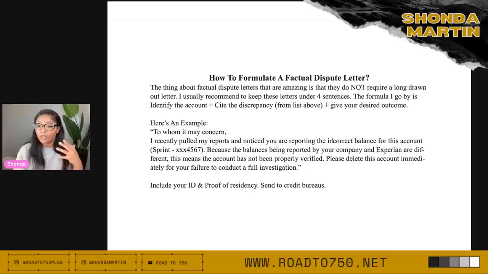So a factual dispute is 3 things. Number one, you need to make sure every factual dispute is identifying the account. So put the account number, put the collection agency name. Number two, you need to cite what's wrong with the account. Cite the discrepancy. Hey, this account is reporting this, or whatever your reason is. And then number three, give them your desired outcome.